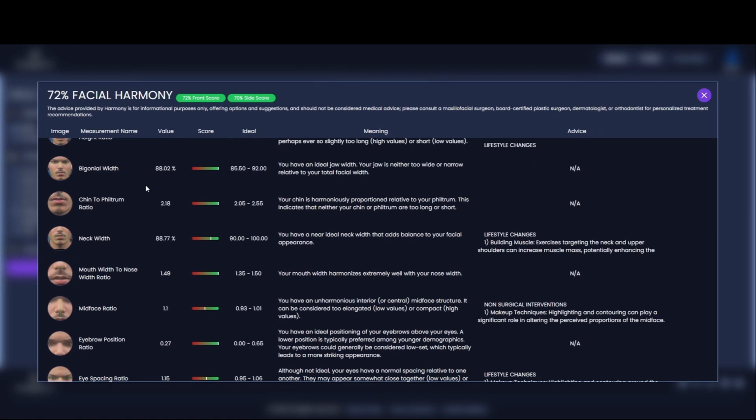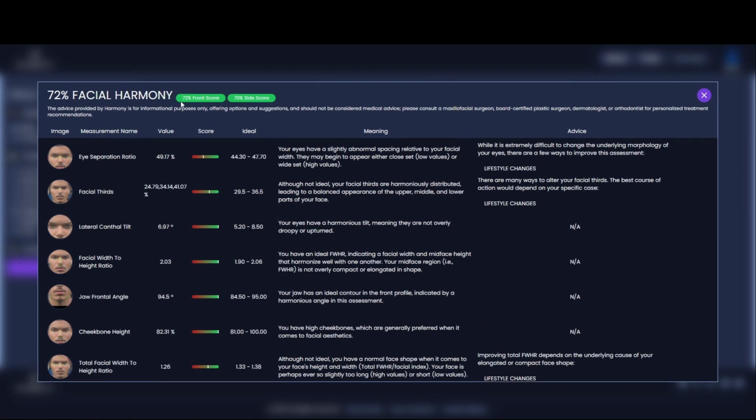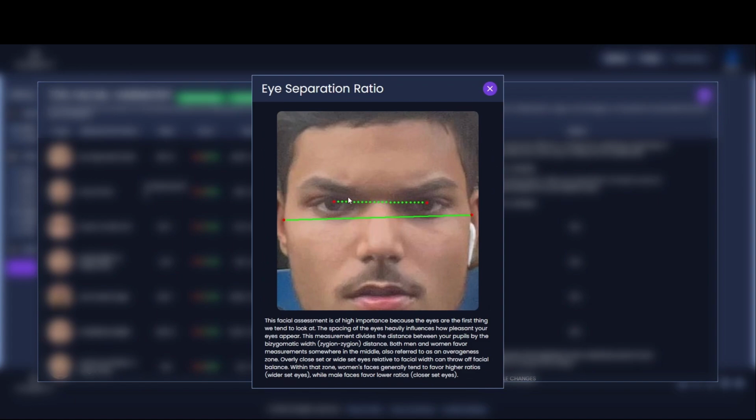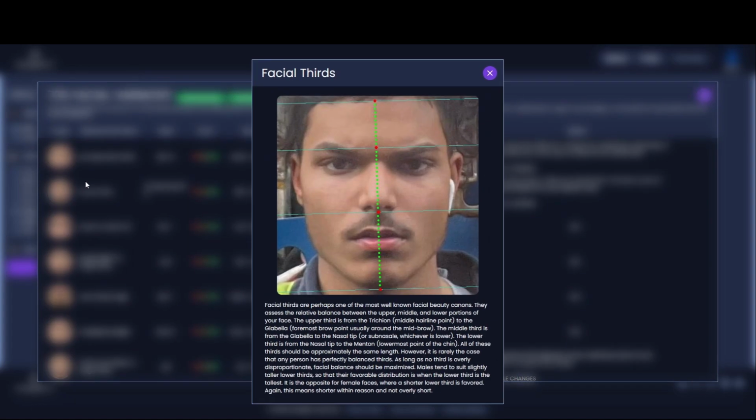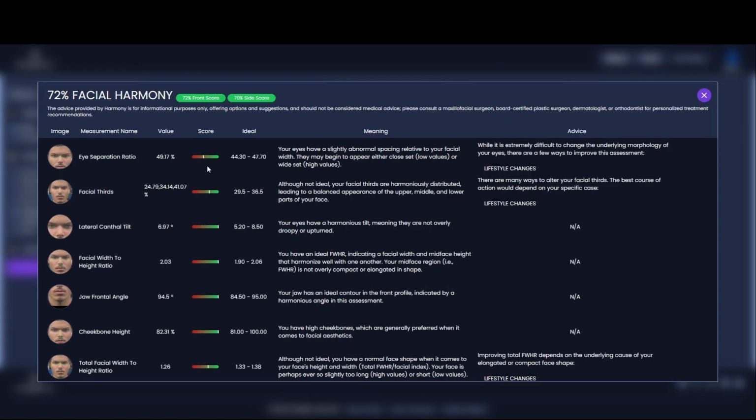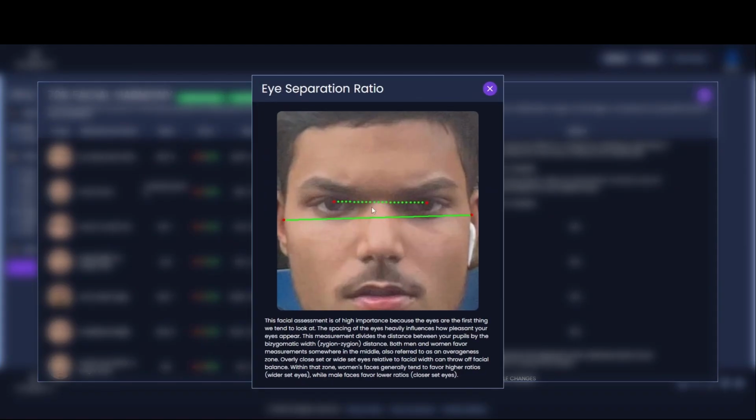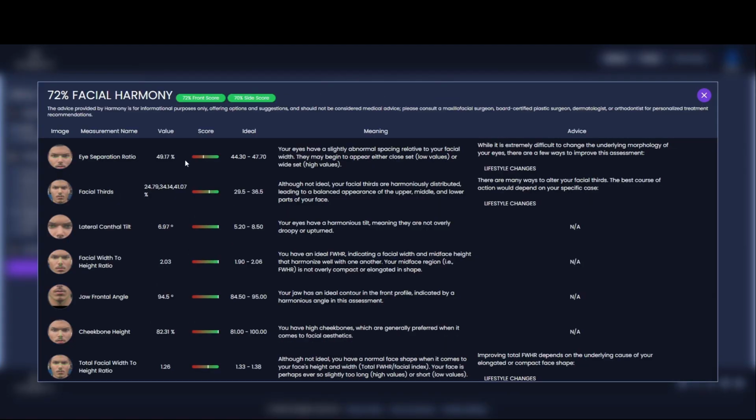So in this guy's case, he seems to have 72% harmony, and we'll see that the harmony isn't exactly correlated with your overall attractiveness. There are always other factors that go into it, but it's definitely the baseline, like your foundation. In this guy's case, he has extremely wide set eyes. They're not extreme, but they're definitely towards the upper bound, so that is a flaw, I would say.